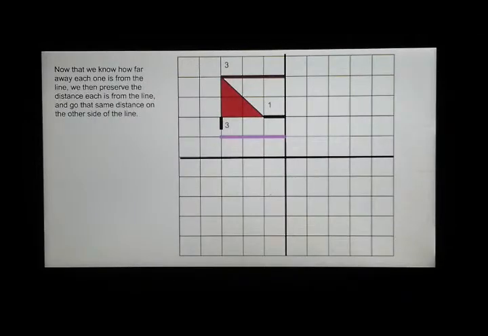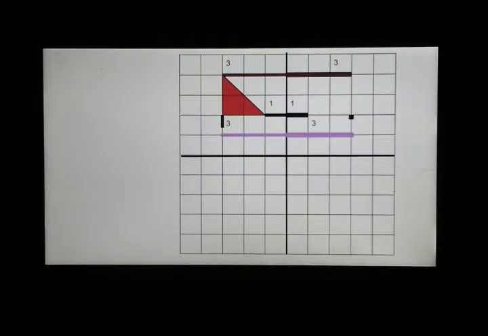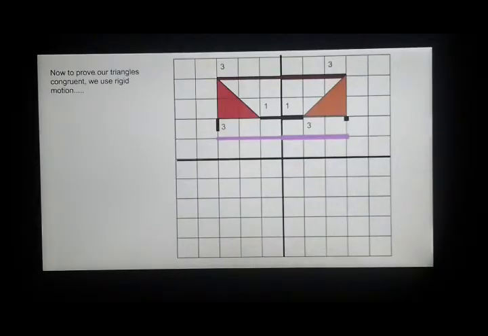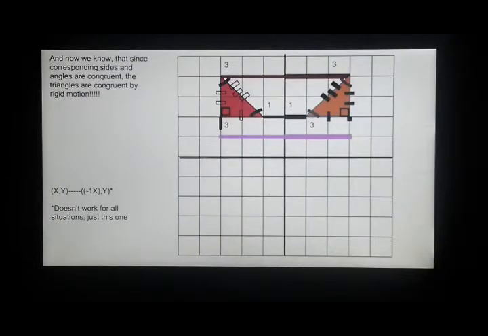Now that we know how far away each point is from the line, we can then preserve the distance each one is from the line, and then go that same direction on the other side of the line. We take the vertices and create a brand new triangle. To prove our triangle is congruent, we use rigid motion. Now we know that since corresponding sides and corresponding angles are congruent, the triangles are congruent by rigid motion.